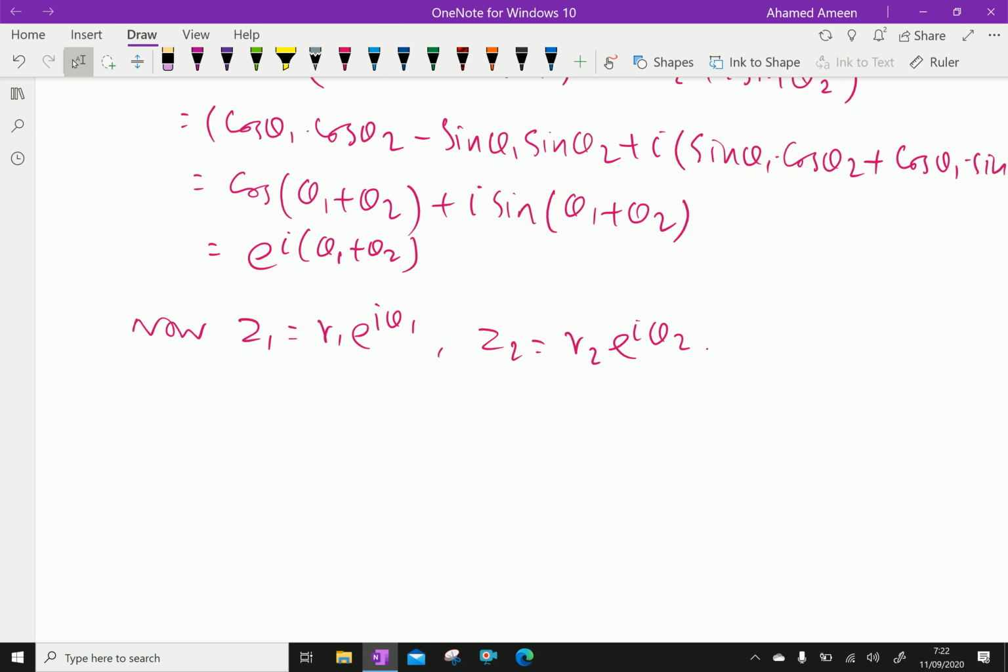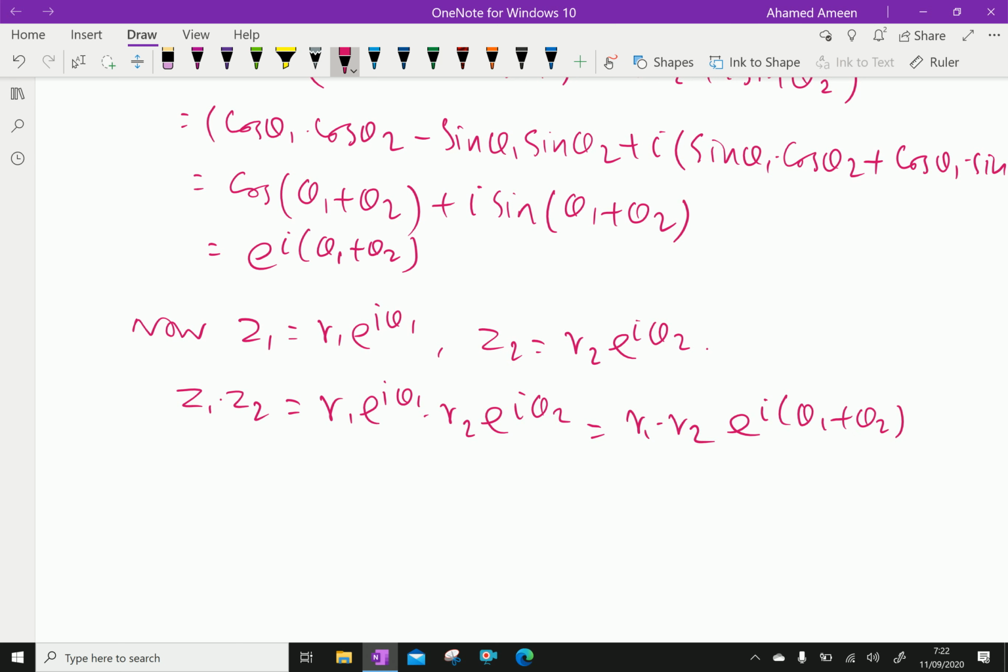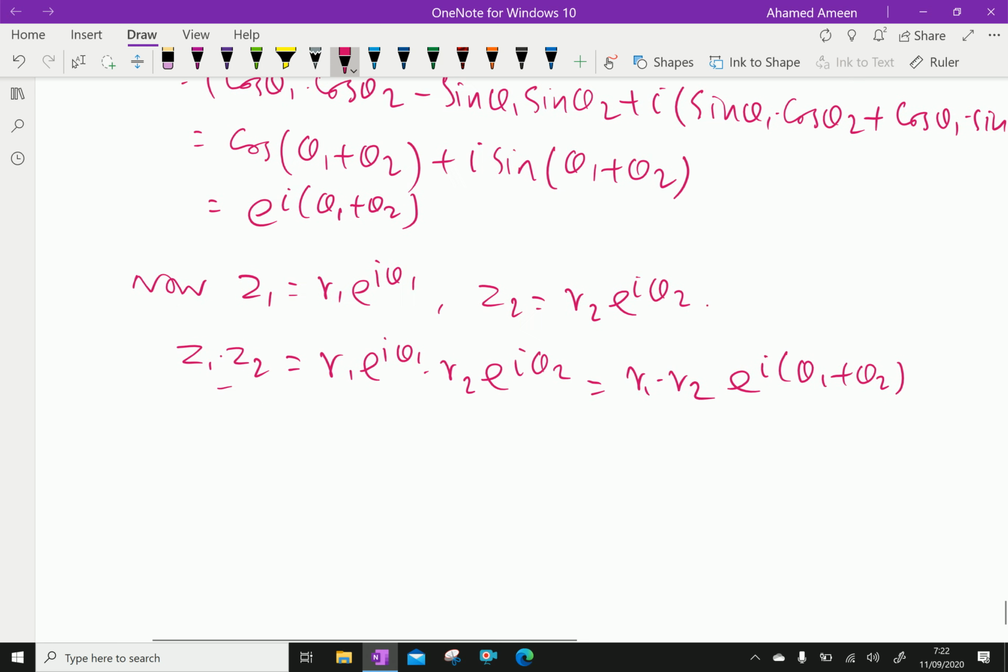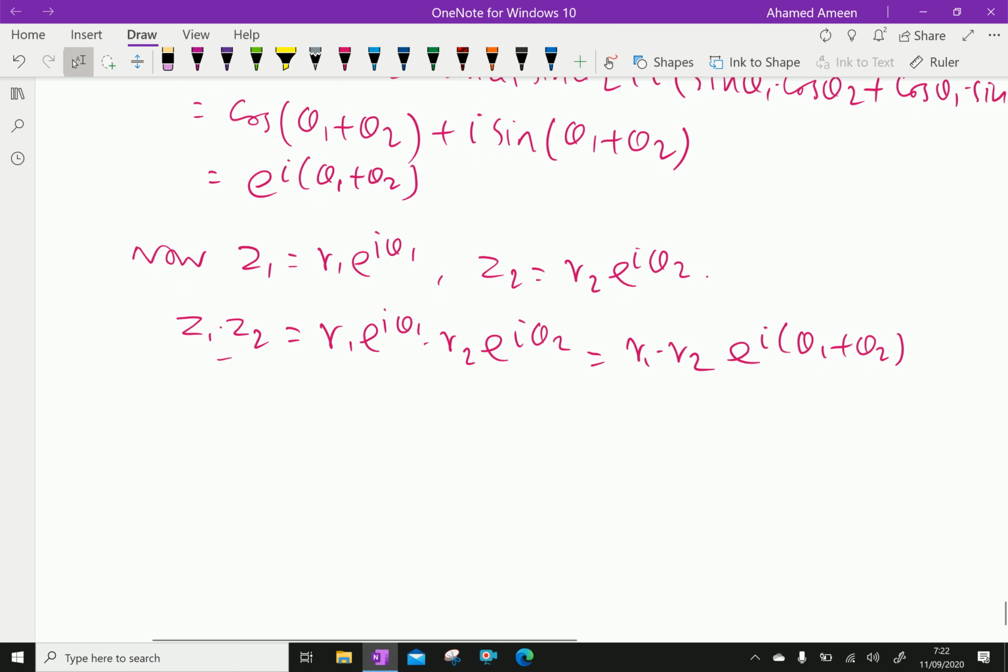Thus we can say, if the complex numbers are z1 equal to r1 e power i theta 1 and z2 equal to r2 e power i theta 2, then the product of the complex numbers z1 and z2 is r1 e power i theta 1 into r2 e power i theta 2, which is equal to r1 r2 e power i theta 1 plus theta 2. This is for the product.